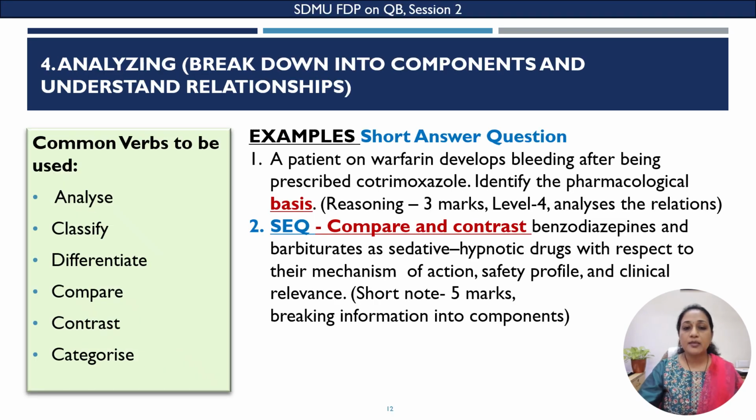Level 4 is about analysis, or analyzing by breaking down the components into smaller aspects and understanding the relationship between the parts. Now let's see the common verbs that are used: analyze, classify, compare, contrast, differentiate, etc. To give you a few examples at this level of analyze: a patient on warfarin therapy develops bleeding after being prescribed cotrimoxazole. Identify the pharmacological basis of this drug interaction. So this is a reasoning type of SAQ of 3 marks.